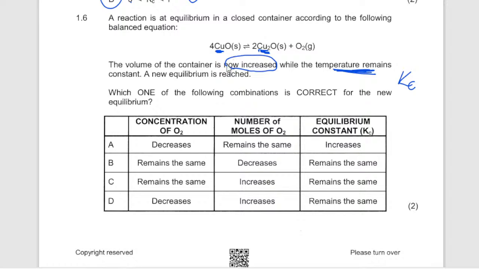But if you increase the volume, what does it mean? Here you have 4 moles, while here you have 3 moles. So if you increase the volume, it's going to favor the reverse reaction. So let's go to the table and we see. Concentration of this decreases. Concentration of this one increases. So whenever it remains the same, it is probably correct.